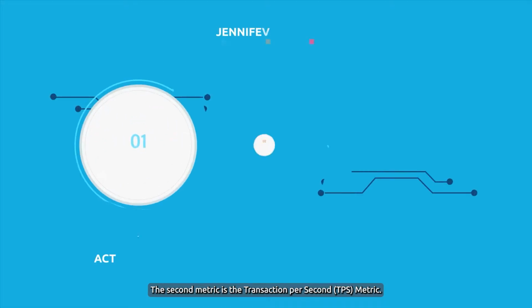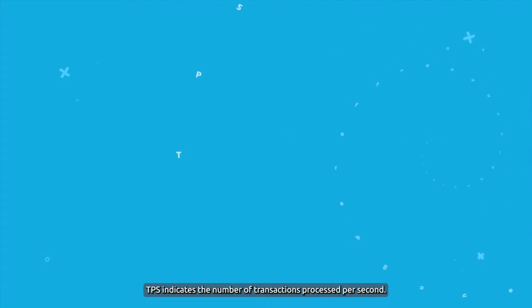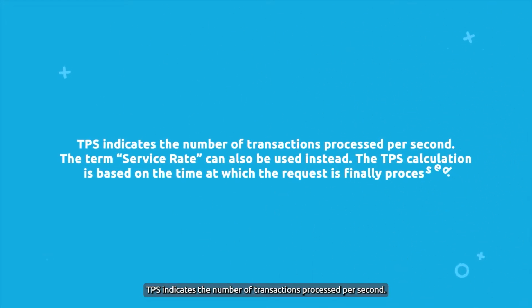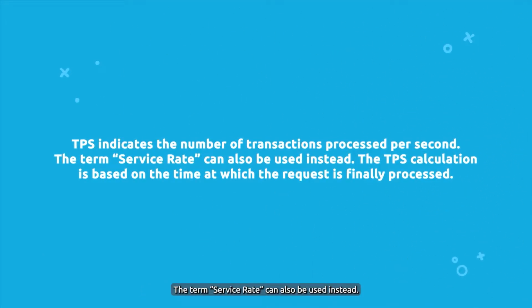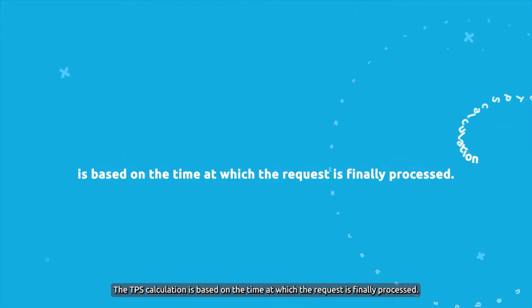The second metric is the transaction per second or TPS metric. TPS indicates the number of transactions processed per second. The term service rate can also be used instead. The TPS calculation is based on the time at which the request is finally processed.